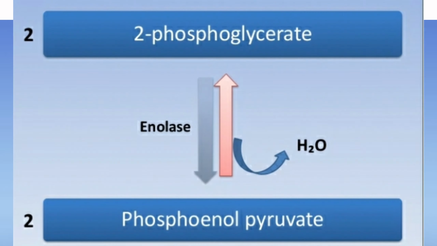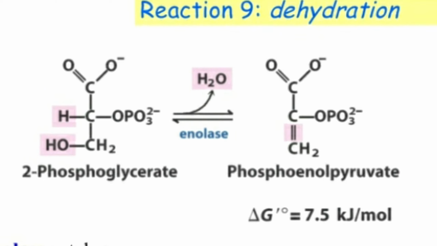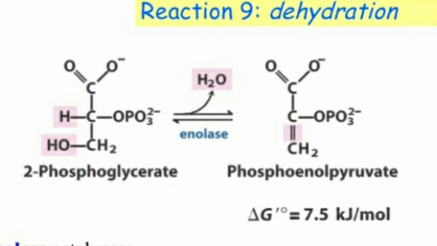The next step is dehydration of 2-phosphoglycerate. Here the starting material is 2-phosphoglycerate and the product is phosphoenol pyruvic acid, or we call it PEP, and the enzyme is enolase. Here the enzyme enolase catalyzes the removal of one water molecule from 2-phosphoglycerate resulting in the formation of phosphoenol pyruvate.